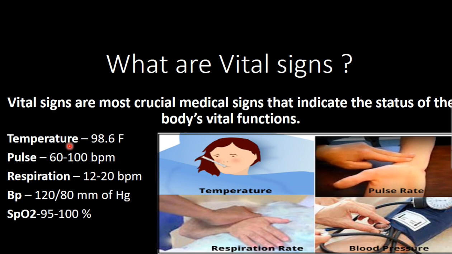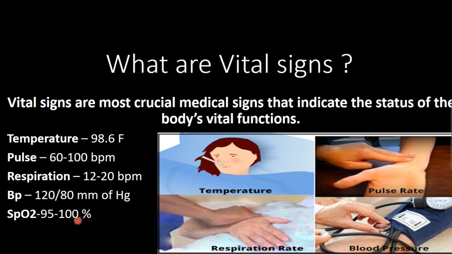The normal temperature should be 98.6 Fahrenheit, the pulse should be around 60 to 100 beats per minute, and the respiration should be 12 to 20 breaths per minute. The BP should be 120/80 mm of mercury. Oxygen saturation should be 95 to 100%.